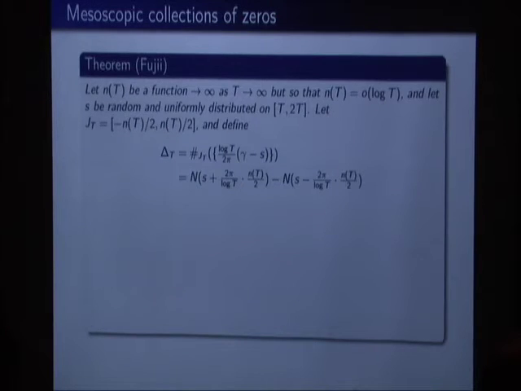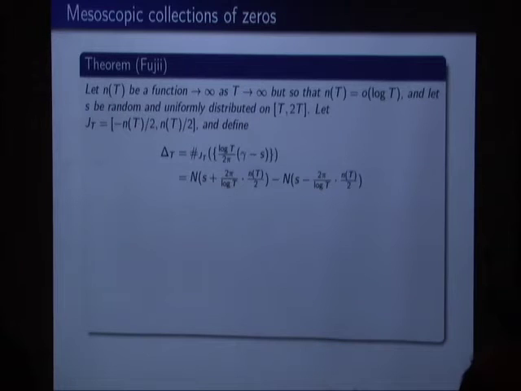The first example is a theorem due to Fujii that actually came about almost concurrently with Montgomery's theorem. I think Selberg maybe had even, in an unpublished work, proven this even earlier. But at any rate, you let N(T) be some function which grows as T goes to infinity, but doesn't grow more quickly than log T. It grows at a rate of little o of log T. And you let s be, again, a uniformly distributed random variable on the interval T to 2T.